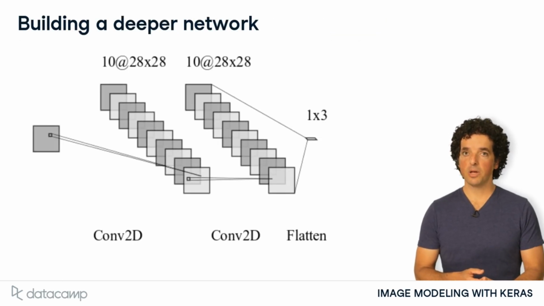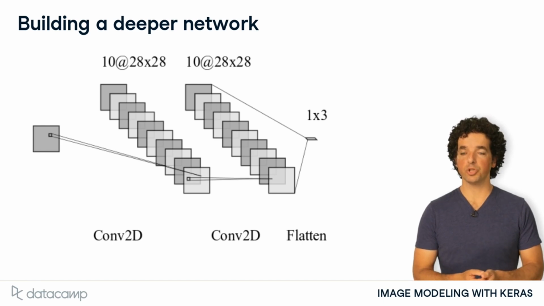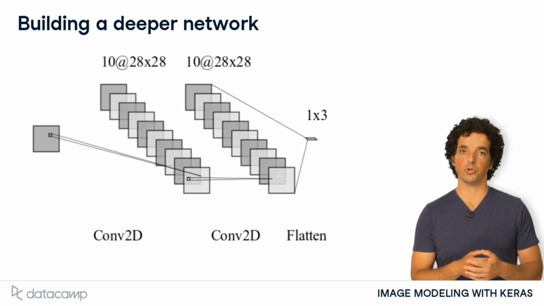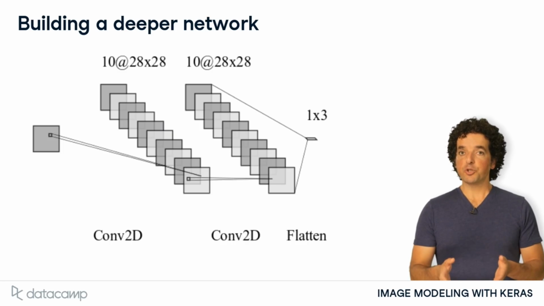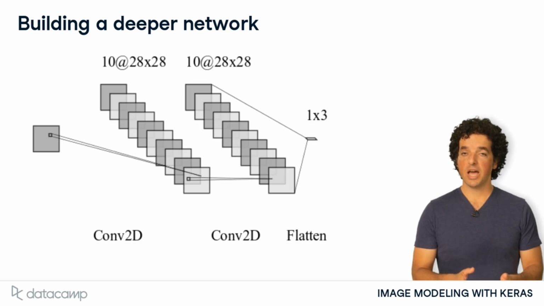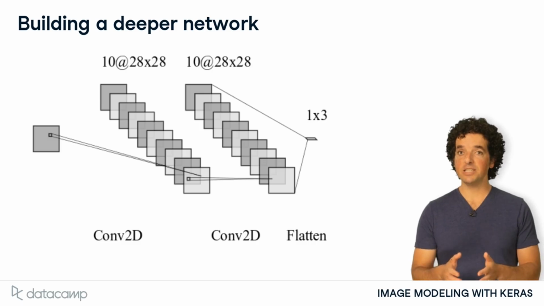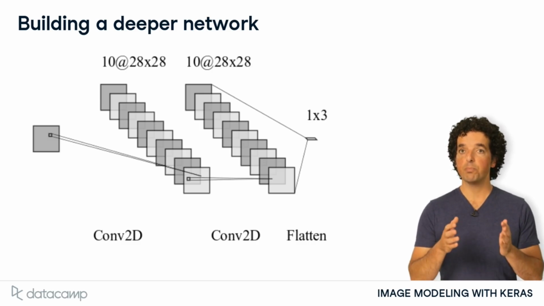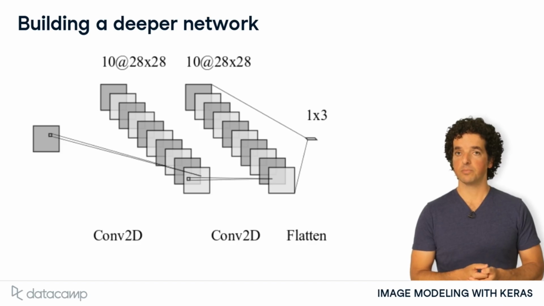In this diagram, we have added one more convolutional layer. This layer also has 10 feature maps. Instead of operating directly on the image, the convolutions in this layer operate on each of the feature maps in the first convolutional layer. After the second layer, we again flatten the output of the convolutions and then pass on the flattened output to a 3-unit, fully connected layer that then provides the output of the network.